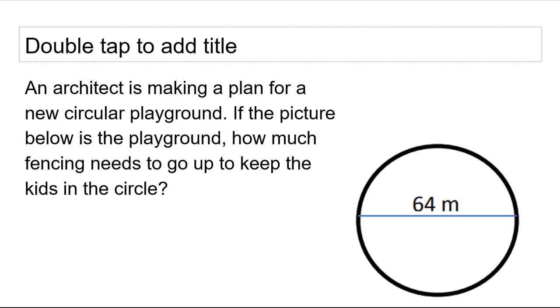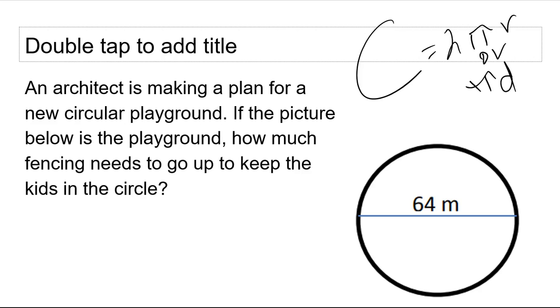Alright, so an architect is making a plan for a new circular playground. If the picture below, which is the one right here, 64 meters, is the playground, how much fencing is needed to keep the kids in the circle? Okay, fencing means perimeter. Oh, I'm sorry, not perimeter, circumference, which is 2 pi r, or pi times d.